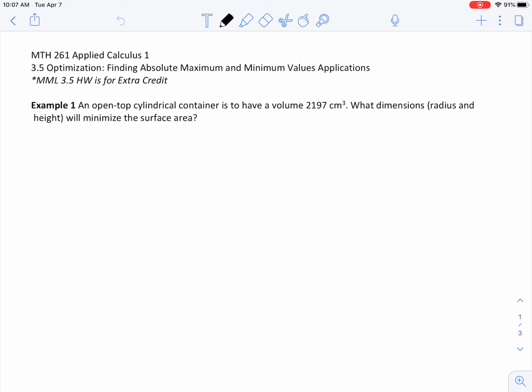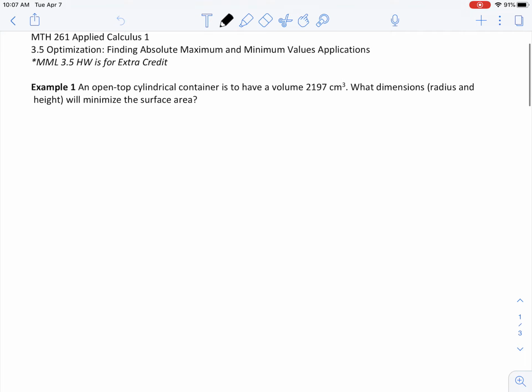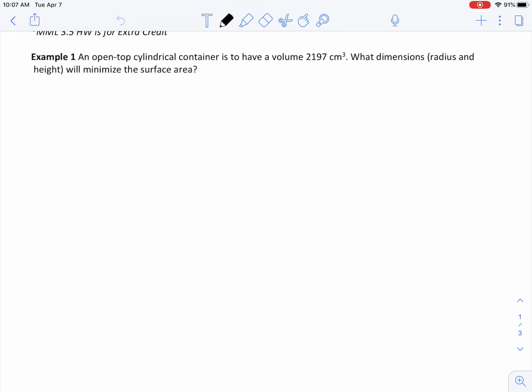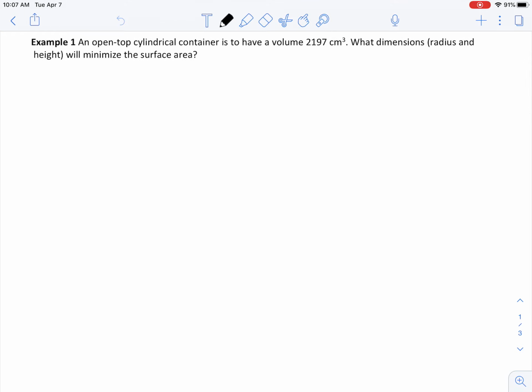We're still doing optimization. We're finding the absolute maximum and absolute minimum values. But right now, we're working with word problems. The calculus that you need to solve these problems, you already got it last week, in 3.4, when you were asked to find these absolute maximum or absolute minimum by first finding the derivative. You do know the skills to solve these problems, but they can be pretty confusing and challenging because now we're going to work with some of these formulas.